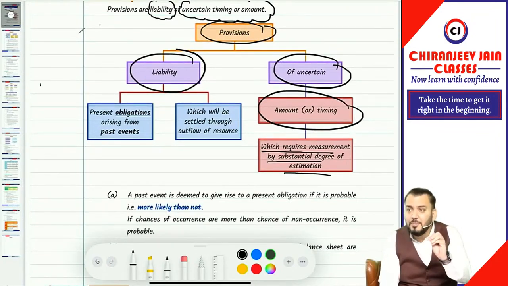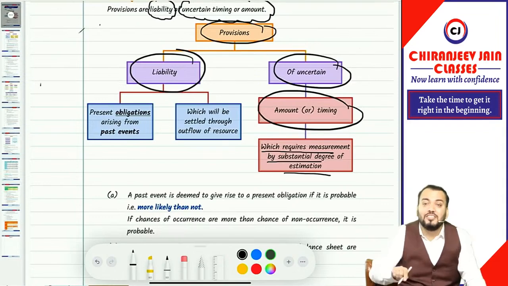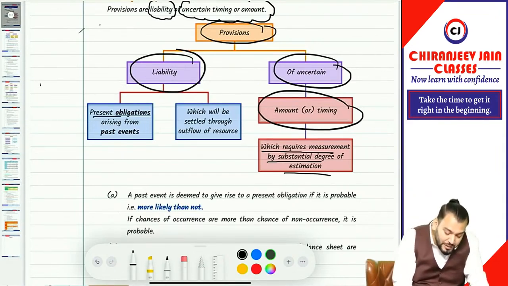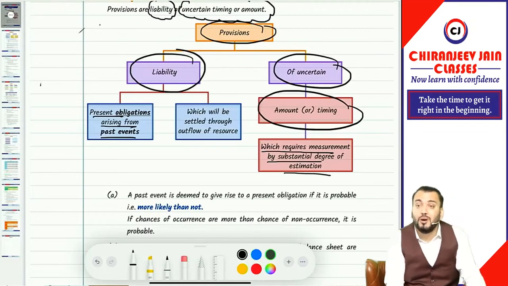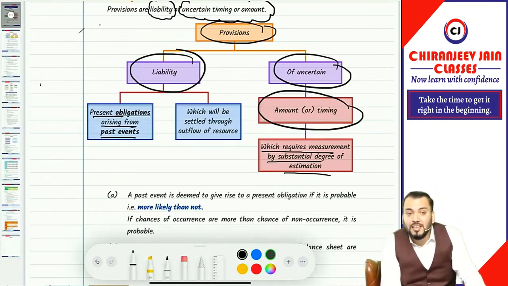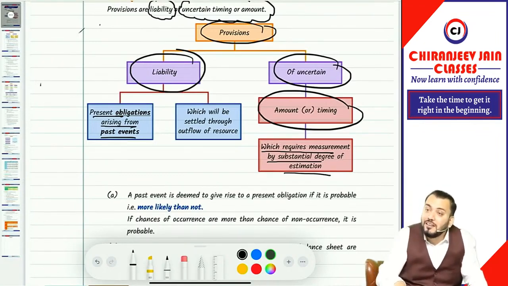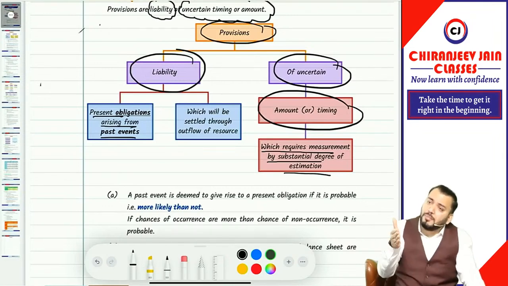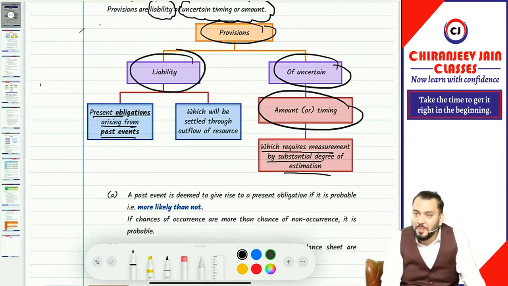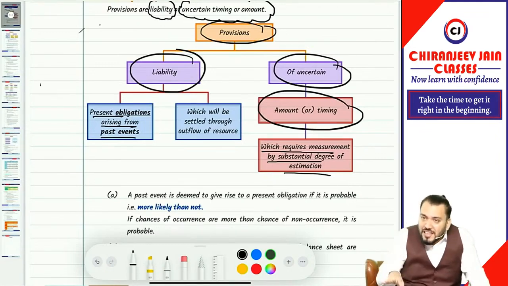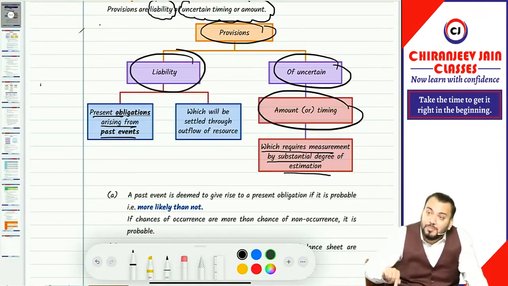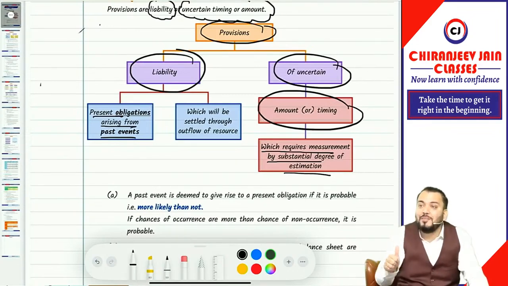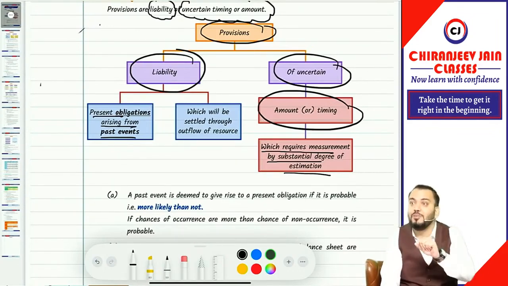Correct. Now what is the meaning of liabilities? Liabilities are a present obligation arising from past event. Which obligation? Present obligation. Can I say all obligations on balance sheet date are not liabilities? Only a present obligation on balance sheet date is a liability. So what is present obligation? That we need to understand.